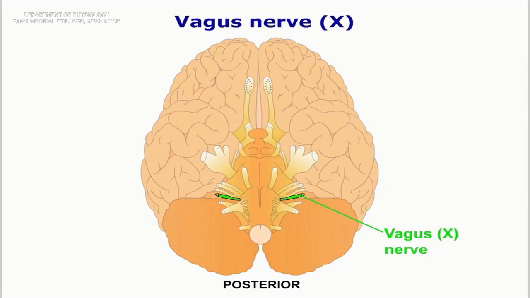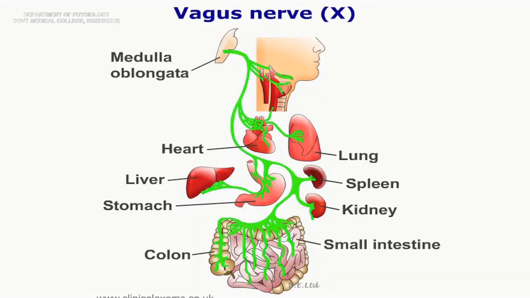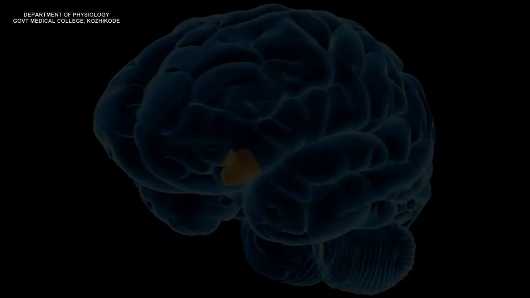Now we are going on to the examination of vagus nerve. Now vagus nerve is again a mixed nerve with its origin in the medulla. It supplies the muscles of larynx, pharynx, the heart and the abdominal viscera. Now, how do we test for the vagus nerve?